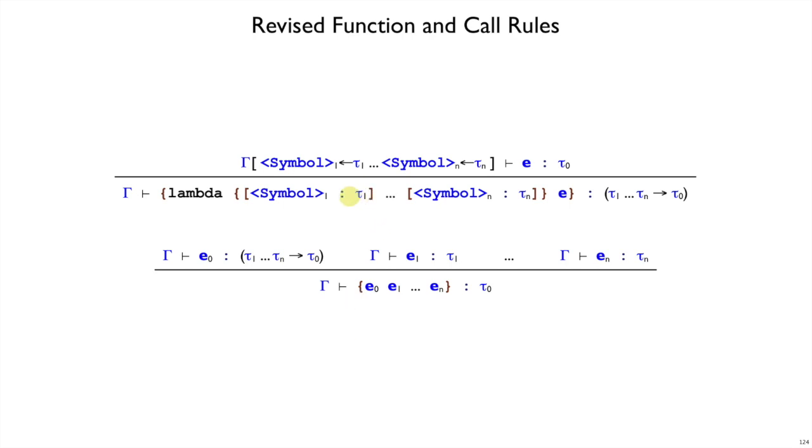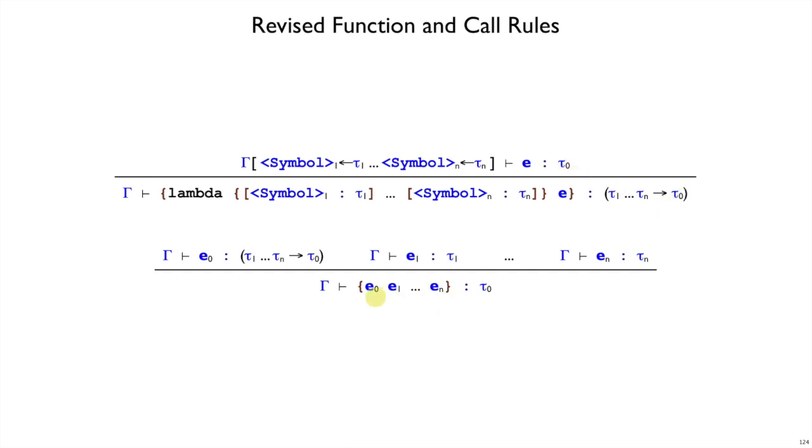Written down more formally, we write like this, and we use this dot dot dot notation to say we're matching any number of symbols, symbol 1 through symbol n, and as we do that, as we type check the body, we just add all of those into the environment at the same time. We get some type for the body expression. That is the type of the result.